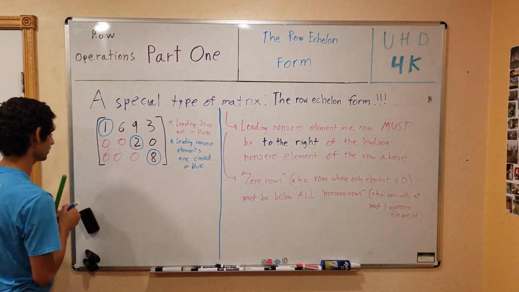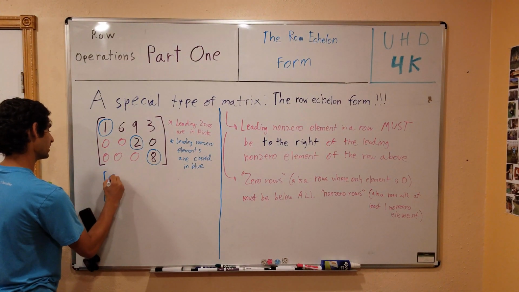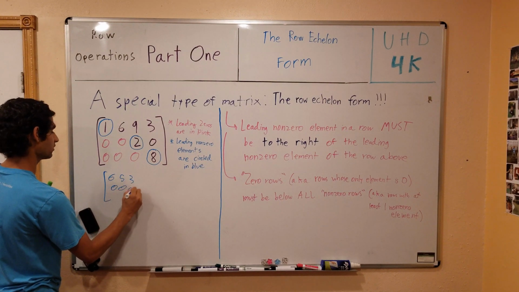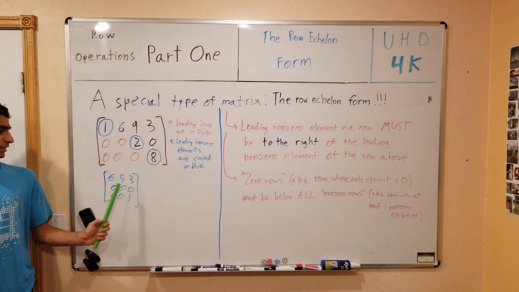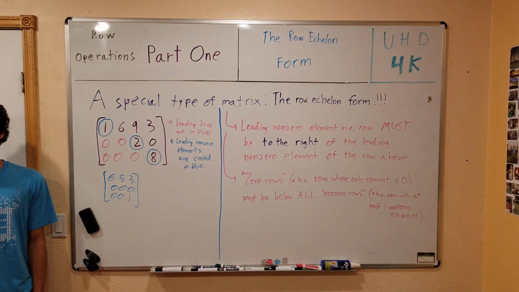How about this matrix over here? 6, 5, 3, 0, 0, 0, 0, 0, 1. Pause the video and figure out if this matrix is in row echelon form.